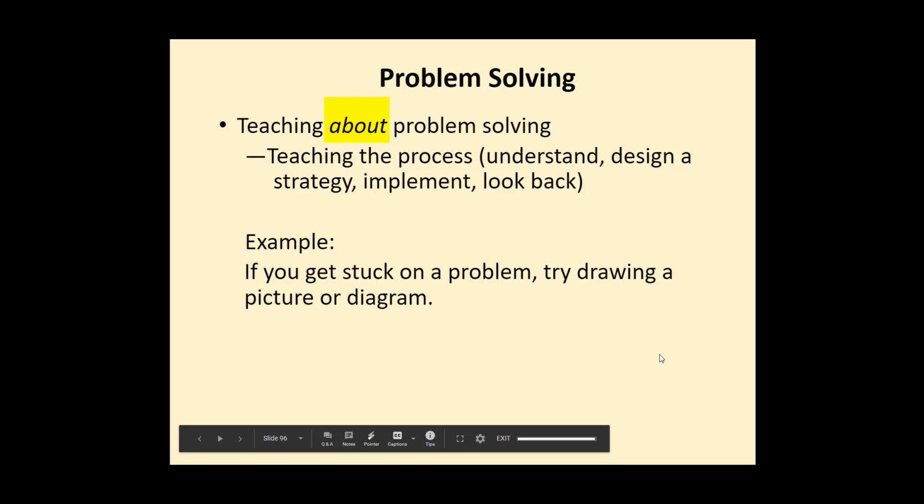So an example might be, if you get stuck on one of the problems that I've assigned, I want you to try drawing a picture or working backwards or making a table. So the teacher is actually teaching the students how to use problem-solving techniques or strategies to develop the solution.